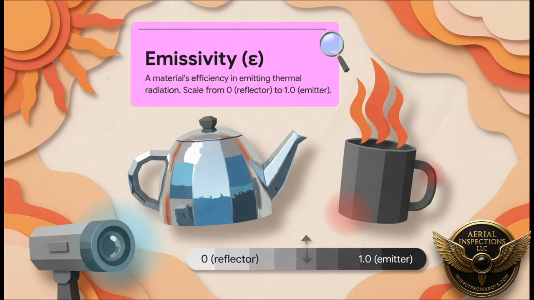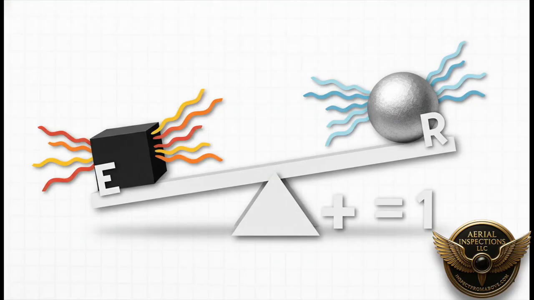On the flip side, something with an emissivity of 0 is a perfect reflector. And here's the kicker. It all comes down to this super simple but really powerful relationship, which is a version of something called Kirchhoff's law. For any solid object, its emissivity plus its reflectivity equals 1. That's it. What this means is a surface can't be good at both emitting and reflecting. It's a trade-off. If it's a terrible emitter, it has to be a fantastic reflector.